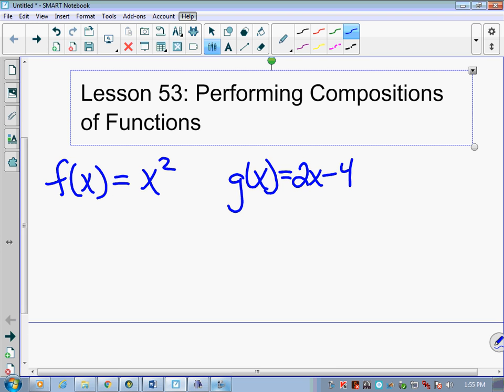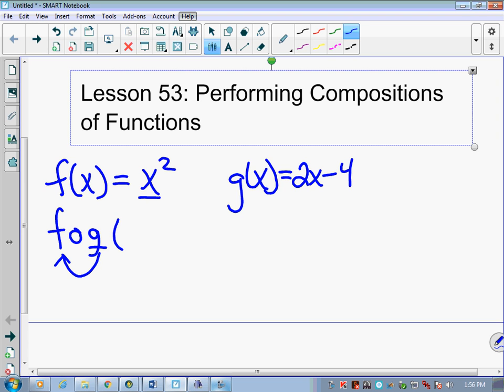And the way these will look whenever we're talking about composition functions is it may look like f of g, right? And what that means is that I'm going to take function g and I'm going to plug it into function f where I see x. So instead of having x in function f, I'm going to put a set of parentheses there, and I'm going to put the function g of x inside that set of parentheses.